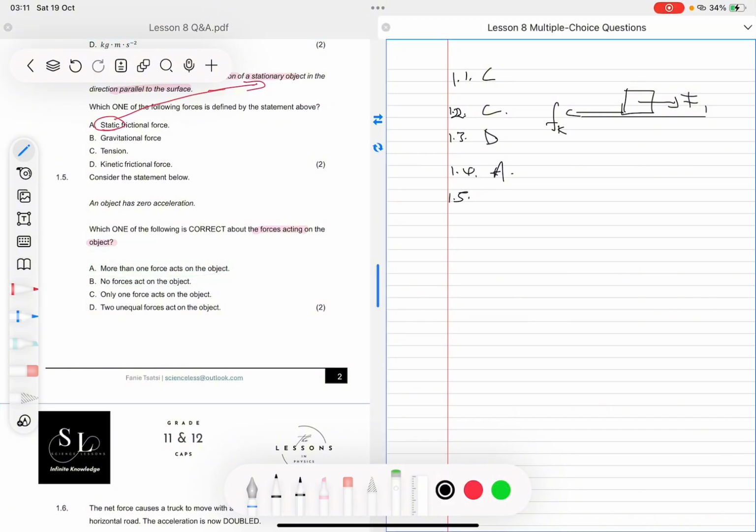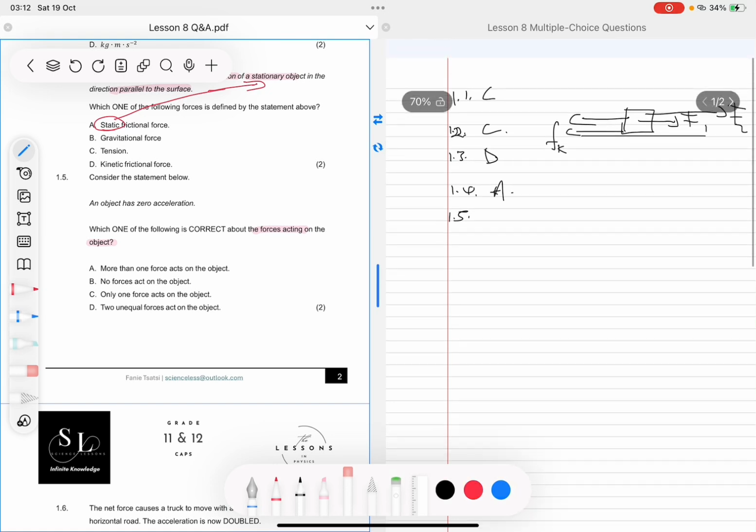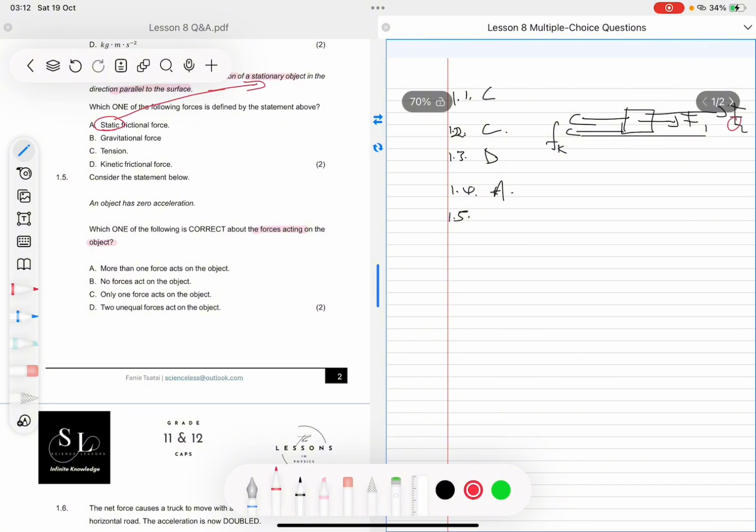And more than one is tricky because actually we could have another force here, F2, right? We don't know, maybe we could have another force there, so we don't know. So this option here is out. Then they say no forces act on an object, right? This sounds more like something that makes sense.